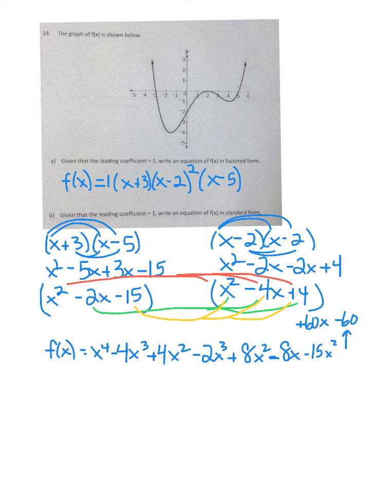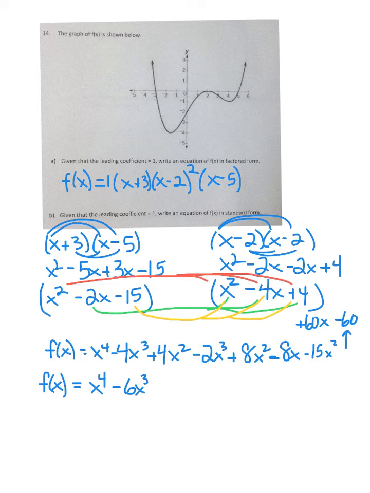Okay, so now what I have to do is look through carefully and add my like terms. Well, the only x to the 4th I see is that very first one, so there we go. All right, so then let's look at x cubed. I see a negative 4x cubed here, and I see a negative 2x cubed here. So that is going to give me negative 6x cubed.